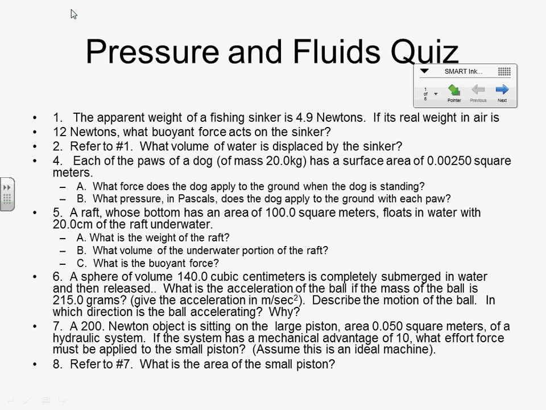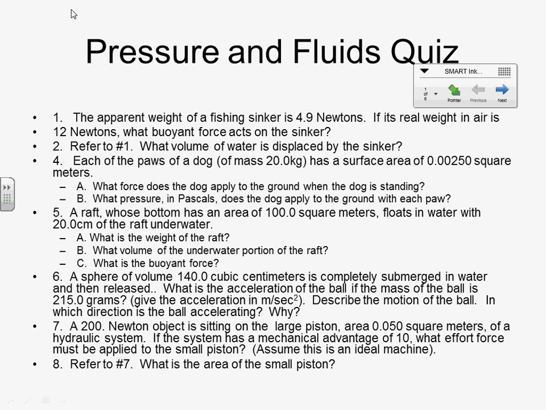All right, guys, here are some pressure and fluids problems. The first problem we're going to look at deals with Archimedes' principle, the idea that when you put an object in water, the weight of the water pushed out of the way, or displaced, is equal to what's called the buoyant force, the force that pushes upward on the object that's submerged in the fluid.